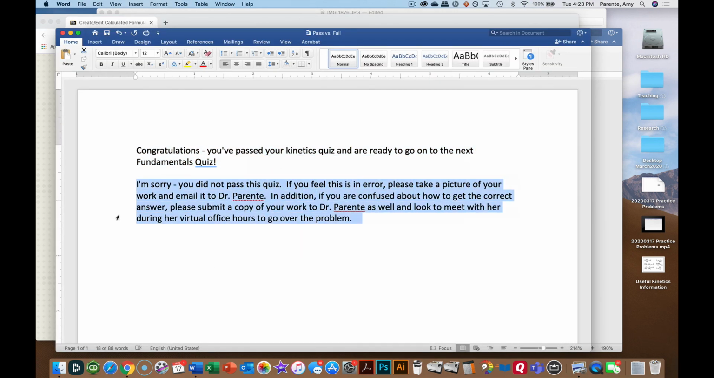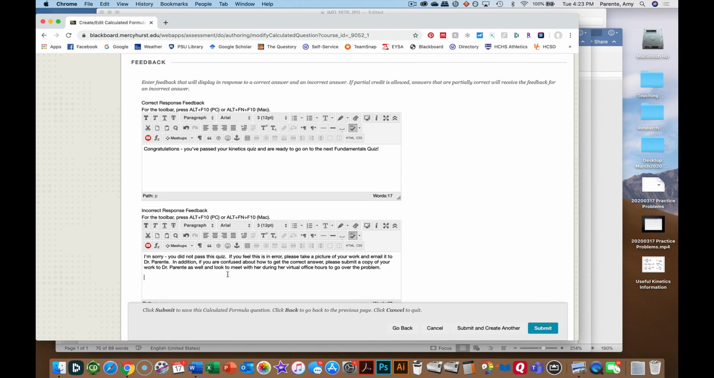So if they do not pass, then it says, I'm sorry, you did not pass this quiz. If you feel that this is an error, please take a picture of your work and email it to Dr. Parenti. So again, it might be a situation that maybe because of how they physically entered something into Blackboard, rather than writing that big M, which is molarity, they had units where they wrote mol per liter. That's still technically correct, but Blackboard might not recognize that as being correct because they wrote their units in a different way.